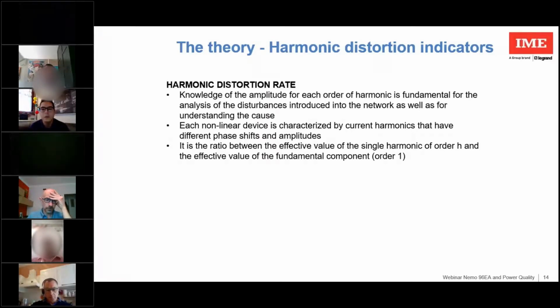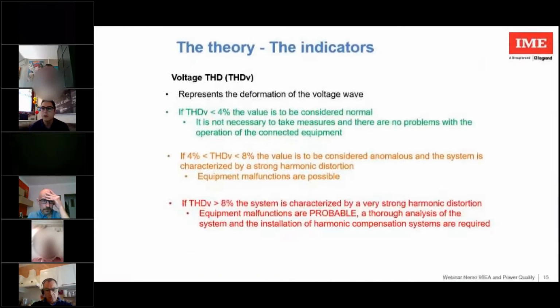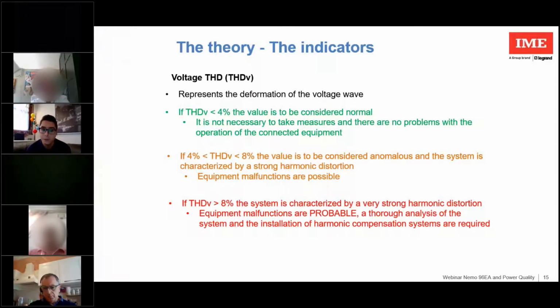But what values should we be worried about? For the THD of the voltage, the THDV, if the value is within 4%, it is considered normal. The problems begin to emerge if this value reaches up to 8%. So there may be equipment malfunctions. Over 8% it is common to have problems and a system that compensates this harmonic content is needed.